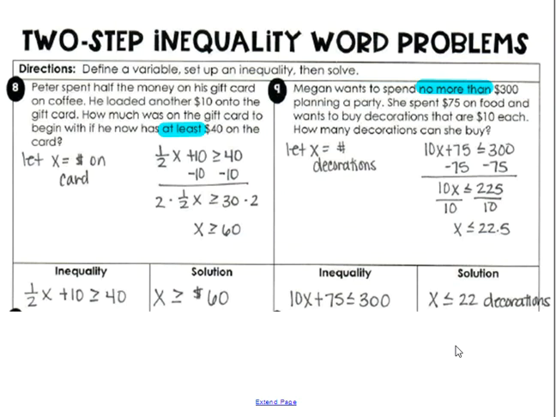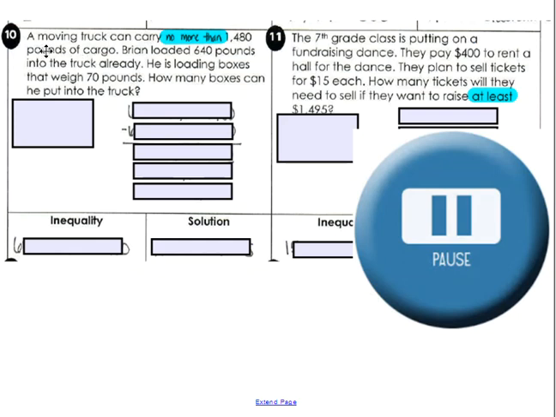Okay. All right, I'll do one more with you, and then I'll have you try some on your own. Number 10, a moving truck can carry no more than 1,480 pounds of cargo. Brian's already loaded some on it, 640 pounds already. He's loading boxes that weigh 70 pounds. So this is something to pay attention to, 70 pounds each, all right? How many boxes can he put onto the truck?